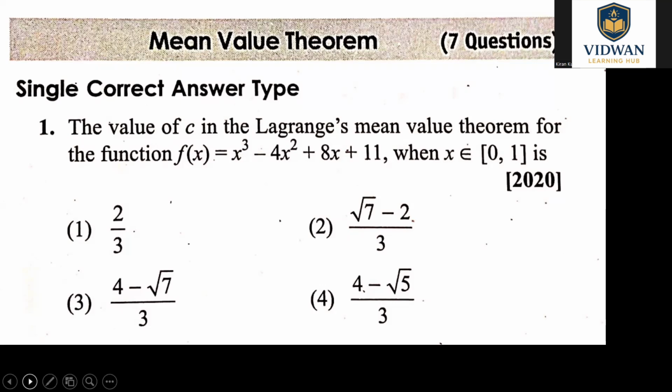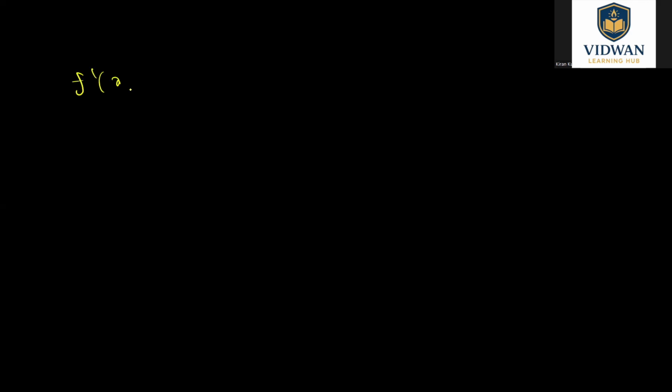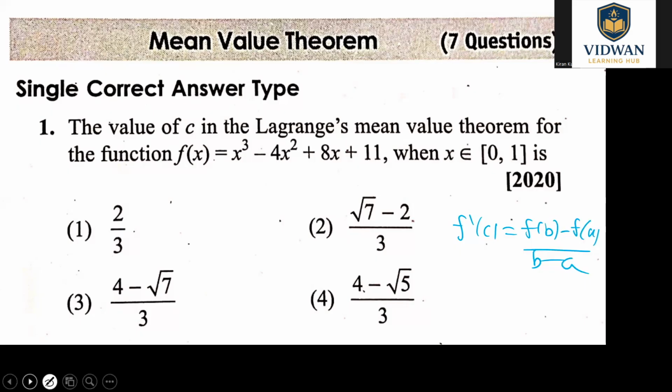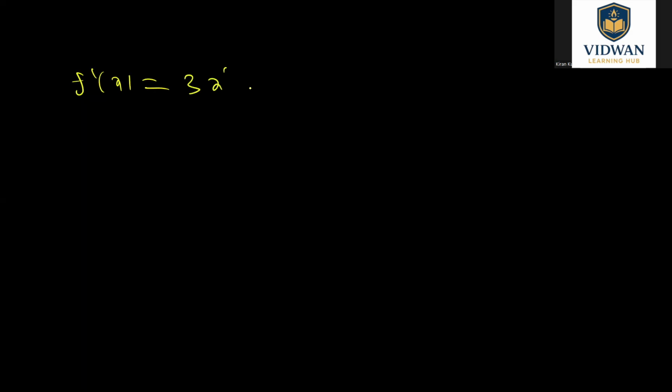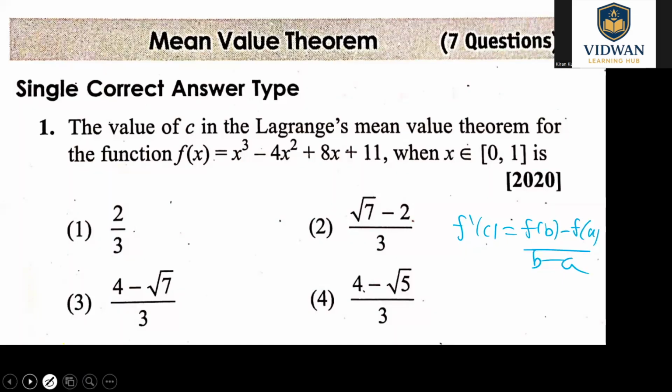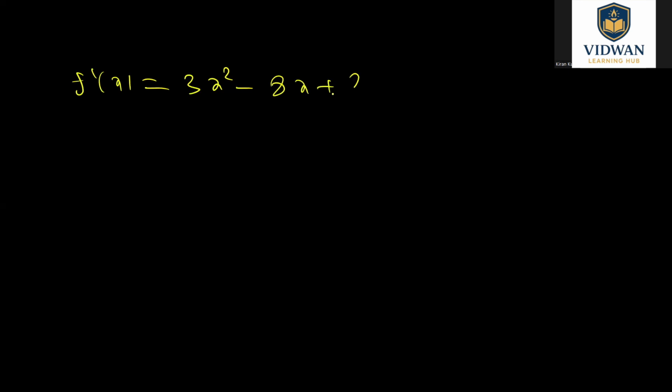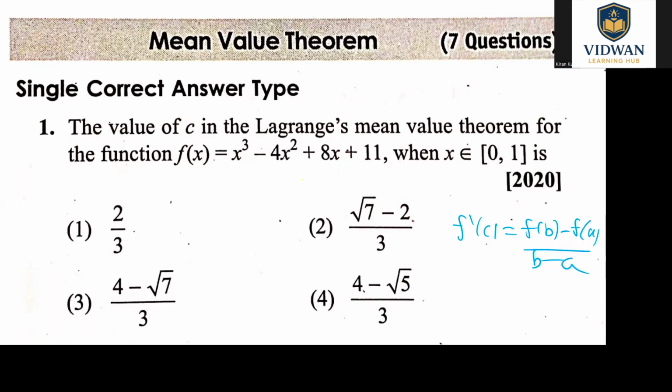The value of C of Lagrange's theorem is. So for Lagrange's theorem, what are the criteria? f dash of C equals f of b minus f of a by b minus a. You have to use this to find C. So what is f dash x? We'll write first. The differentiation of x cube is 3x square, for minus 4x square it is minus 8x, and for 8x it is 8, and for 11 it will be 0. This is the differentiation, 3x square minus 8x plus 8.